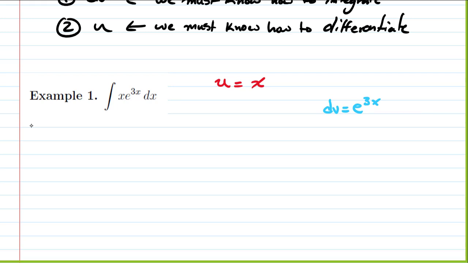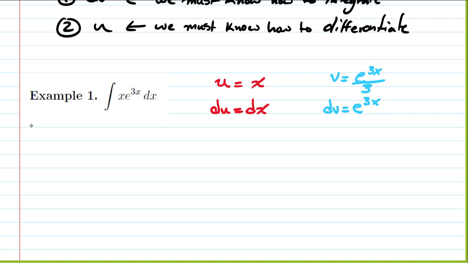So then, after we've picked u and we picked dv, we need to calculate the other two parts of the formula, which are du and v. So we calculate du by taking the derivative of u. So if u equals x, what does du equal? Well, what's the derivative of x? 1 dx, or dx. And then we also have to calculate v. So what is the antiderivative of e to the 3x? Yeah, so e to the 3x divided by 3.